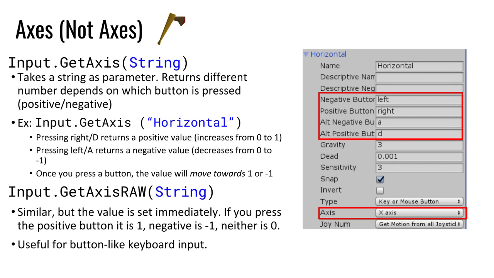The difference between getAxis and getAxisRaw is that if you use getAxis, then it's not going to be entirely representative of your axis. So if you push the positive button, the value is going to start moving towards 1, but it's not going to be immediate. So your character is going to accelerate towards their full speed, but not be immediately there. That's what getAxisRaw is for. That is a direct representation of your axis. So as soon as you push the button down, it's going to be 1. Does anyone have any questions on that?